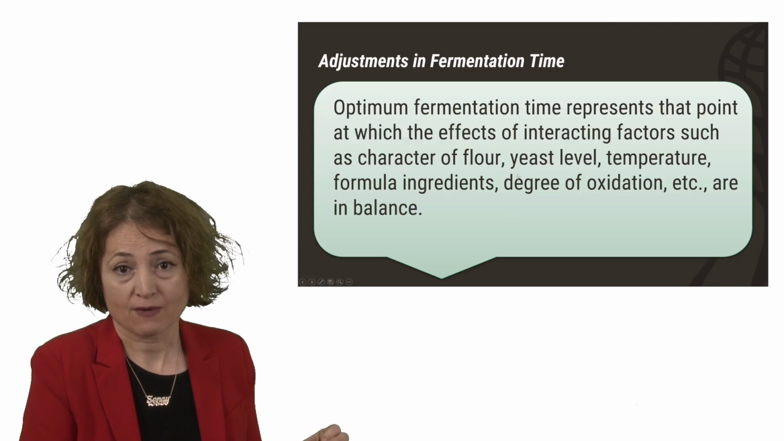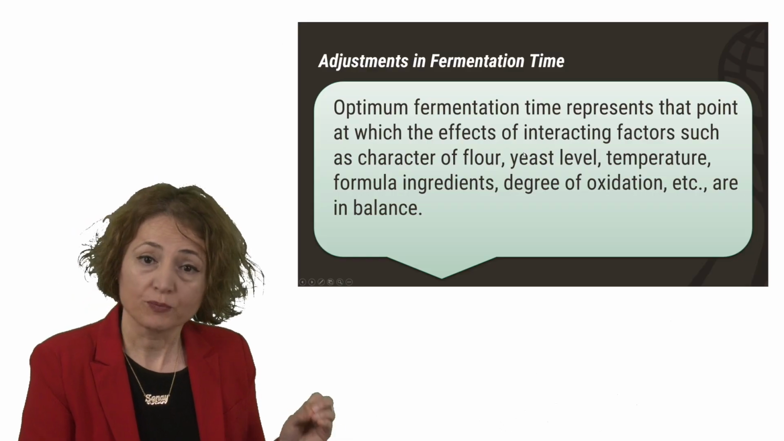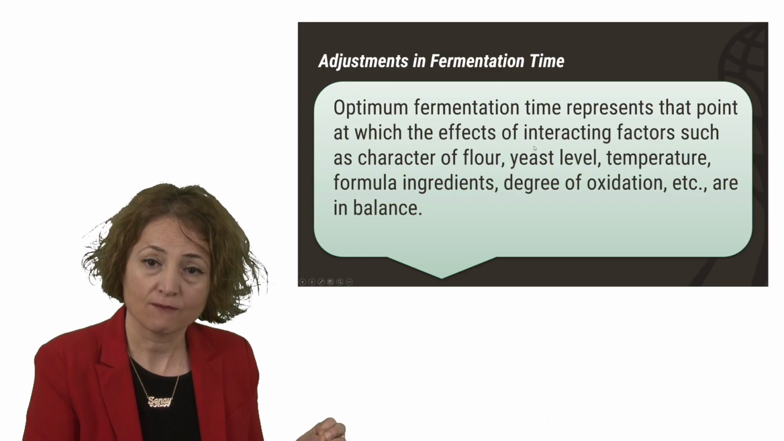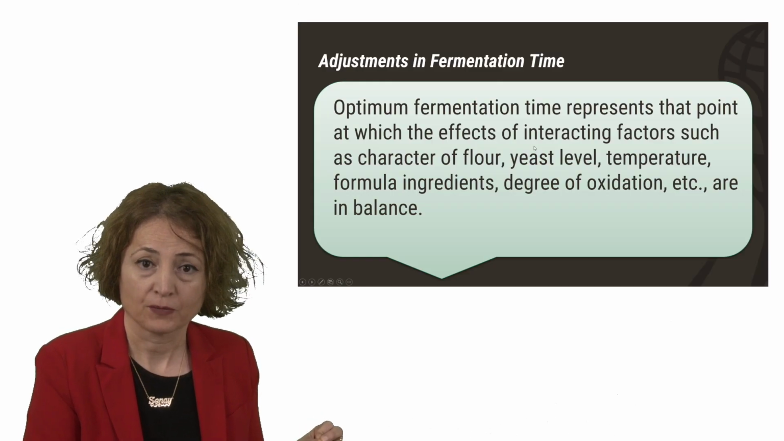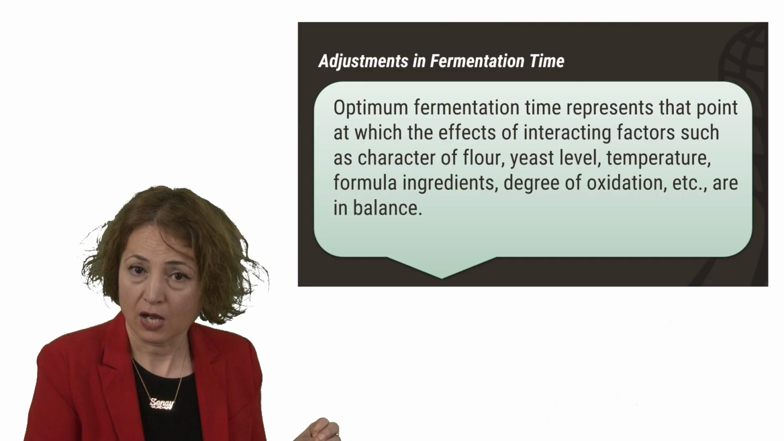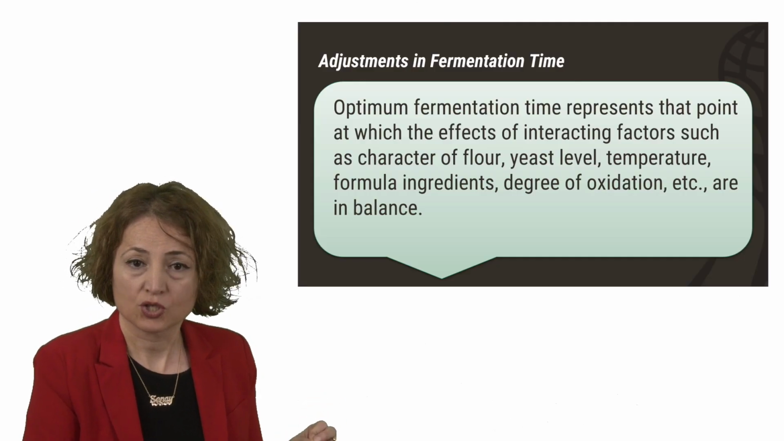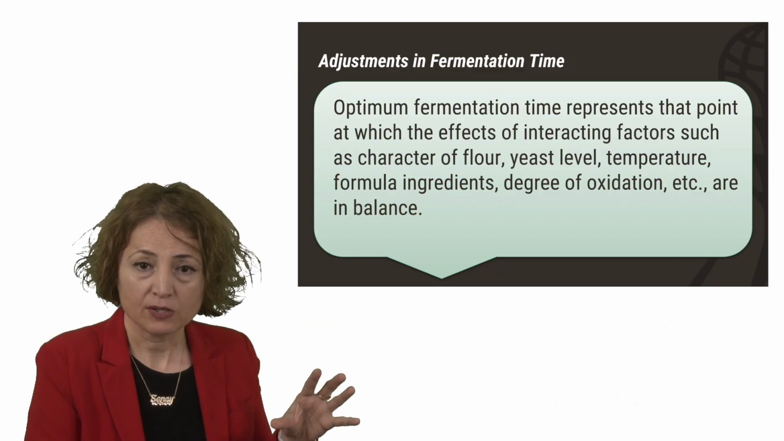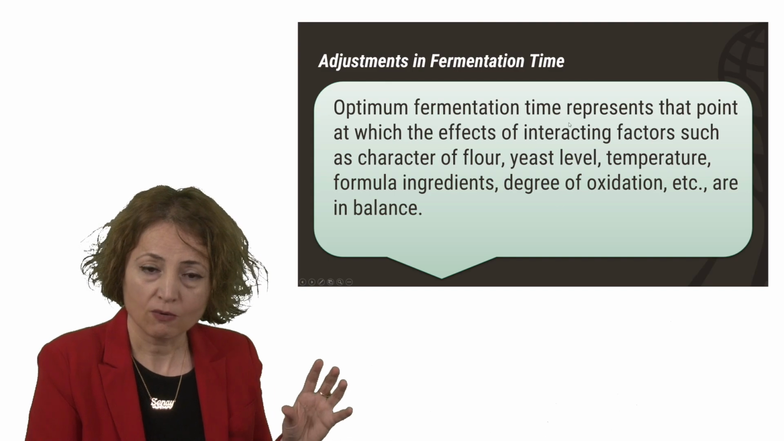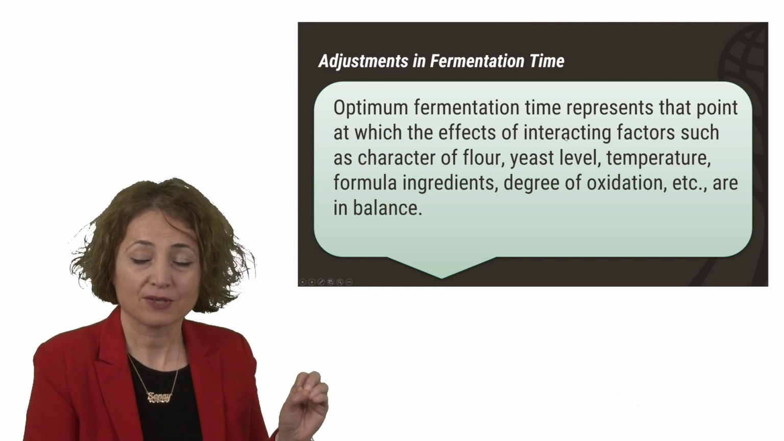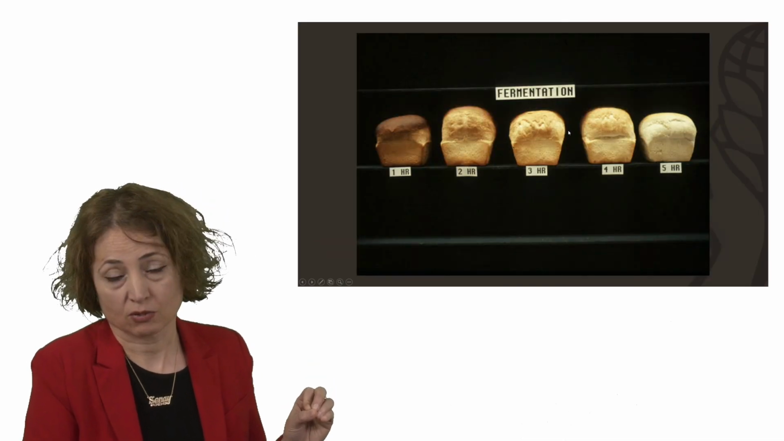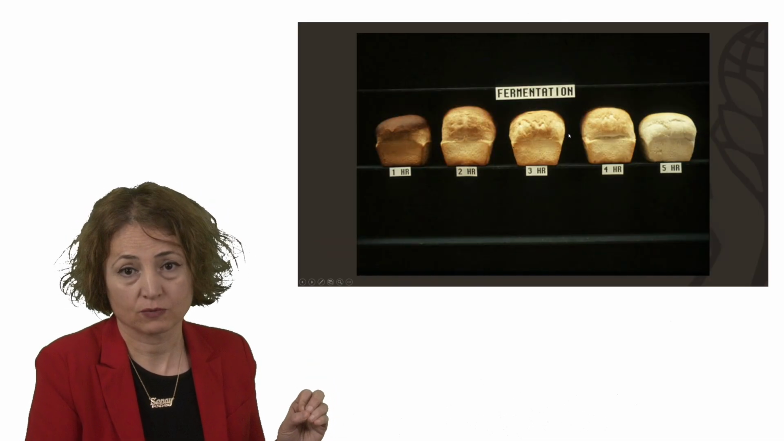And adjustments in fermentation time. The optimum fermentation time represents the point at which the effects of interacting factors, such as character of the flour, yeast level, temperature, formula ingredients, and degree of oxidation, must all be in balance. Based on the combination of all these effects, the baker can decide on the fermentation time. The impact of fermentation on the final loaf volume is well proven.